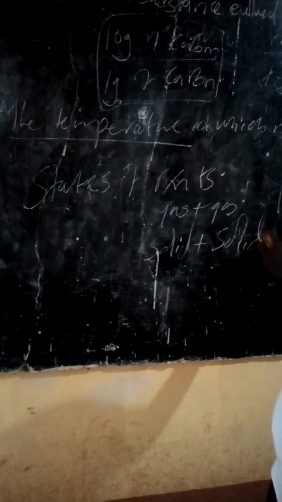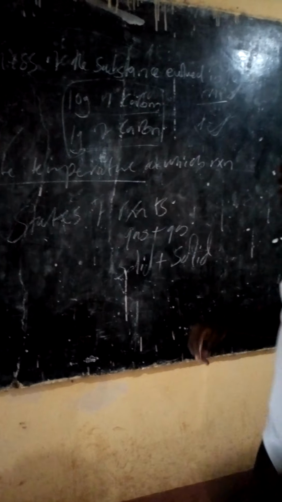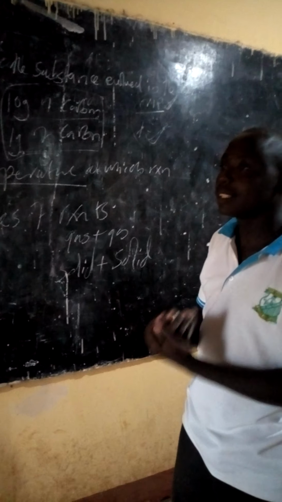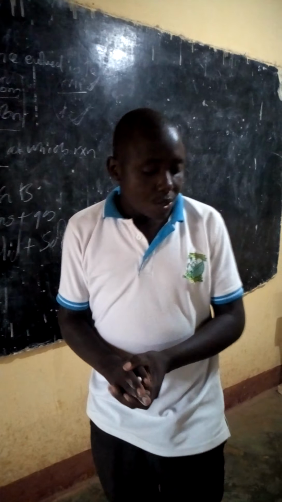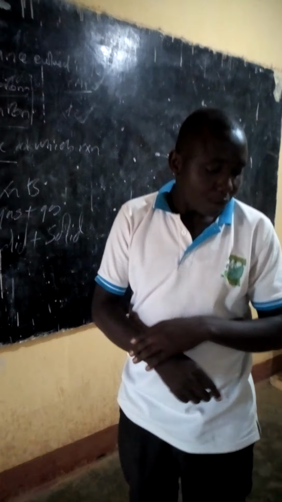The mass of what you are going to start with, then the temperature at which the reaction is likely to take place, and then the physical states of your reactants and products. Following the same notes you have on your WhatsApp, here we have said the states, but these states must be standard.